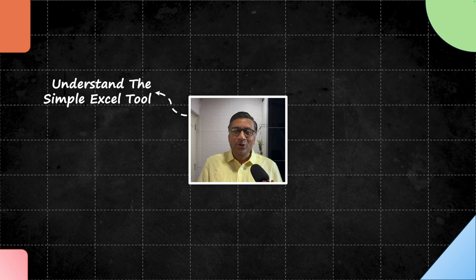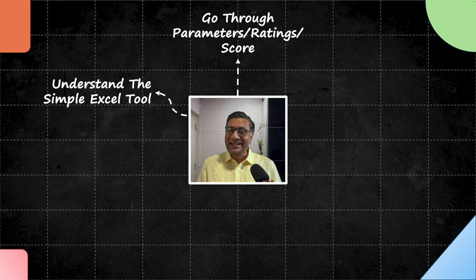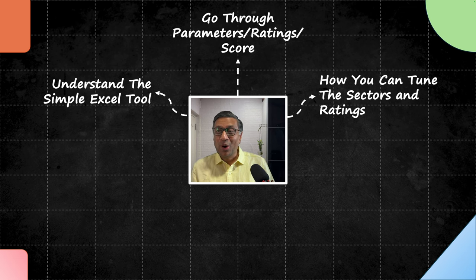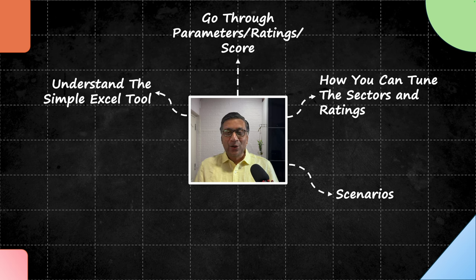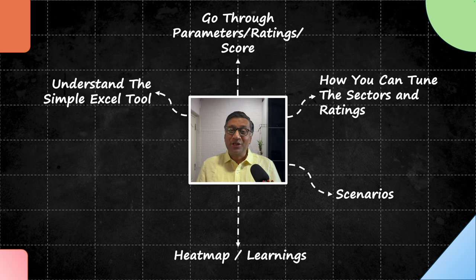We'll jump directly into an Excel-based tool that I've created over the past 1 week. We'll go through parameters, ratings, and a score concept. Then we'll jump to how you can tune the sectors and ratings. Your numbers, your ratings, and preferences may not be the same as mine. We'll go through certain scenarios like recession, war. Over the course of this video, I'll show you certain heat maps which will reflect visually which sectors are investable.